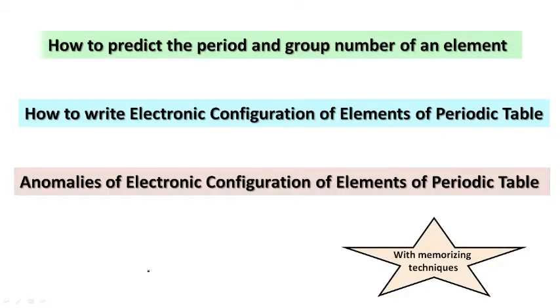Today we are going to learn how to predict the period and group number of an element. We will also learn how to write the electronic configuration of elements of the periodic table with some memorizing techniques. This lecture is important because some of the questions have been asked in many competitive exam question papers in the section of general chemistry.